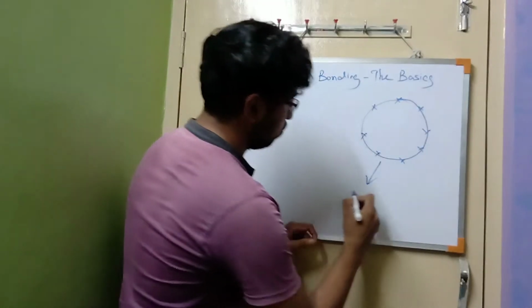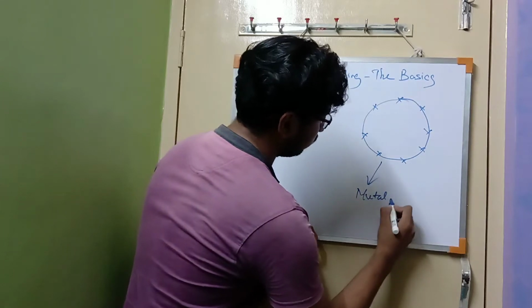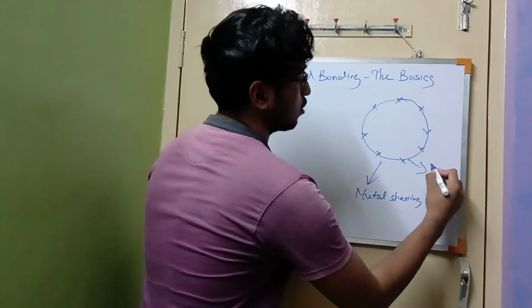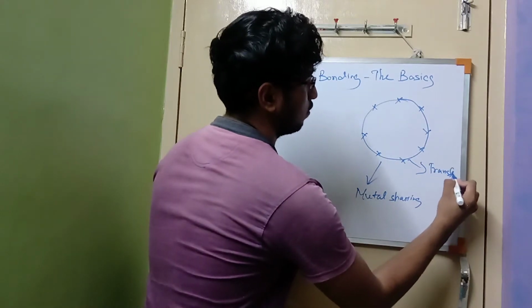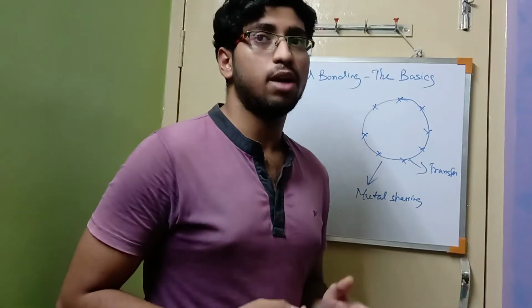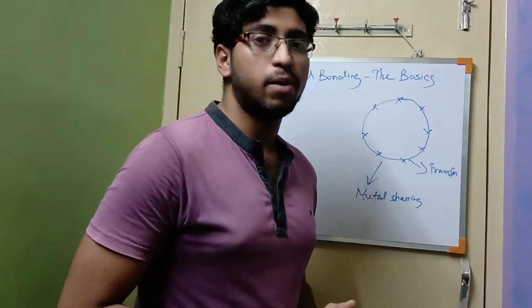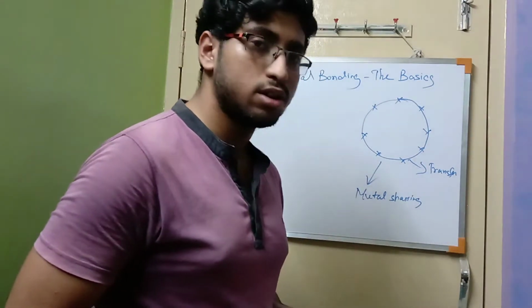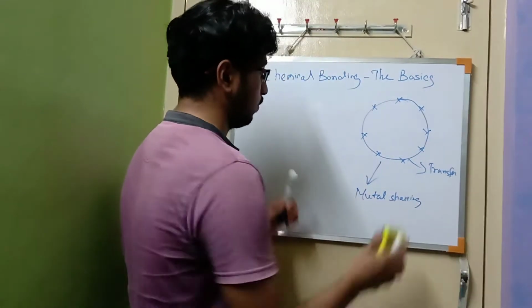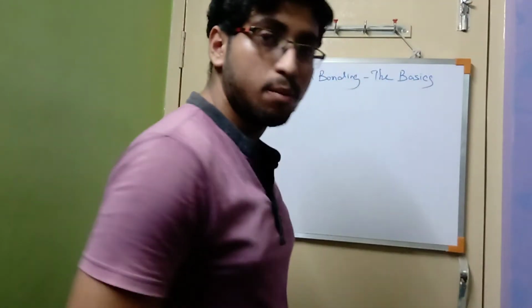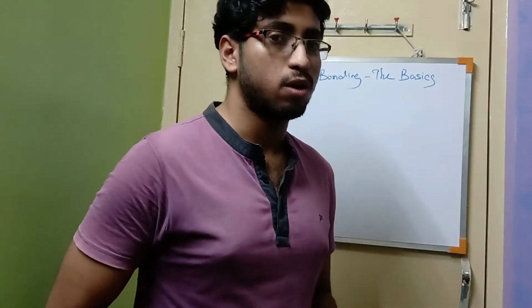That is mutual sharing of electrons. Another is direct transfer. So we can divide chemical bonding depending on these processes into 3 types. What are those? They are ionic bond, covalent bond and metallic bond.